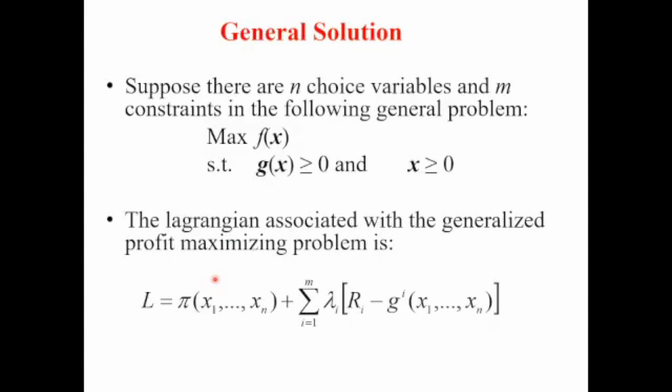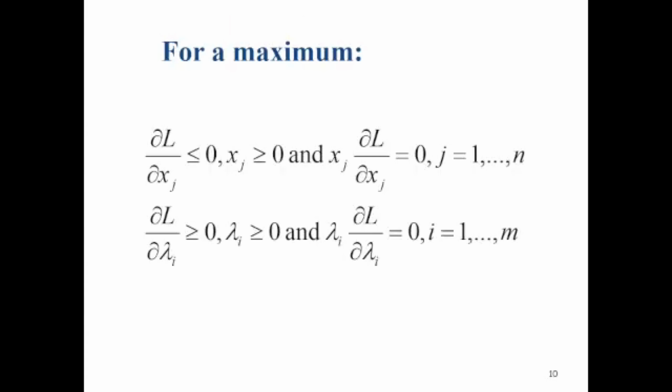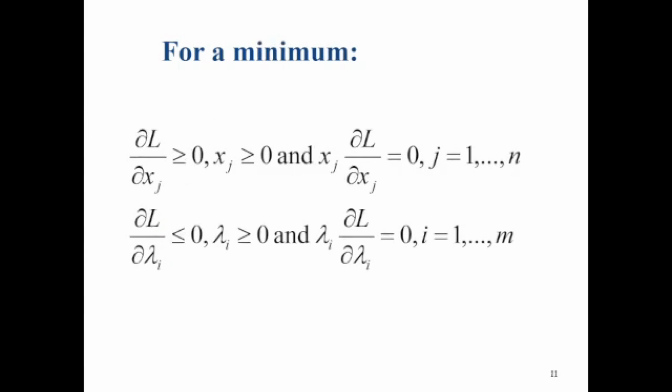Now, suppose there are n choice variables and m constraints, then we have this general specification again, and this then is the Lagrangian that is associated with that generalized profit maximizing problem. Okay, so for a minimum, we change these to greater than or equal to and less than or equal to. And again, when you look at any of these conditions, we see that either xj is equal to 0, or this derivative is equal to 0, or both.